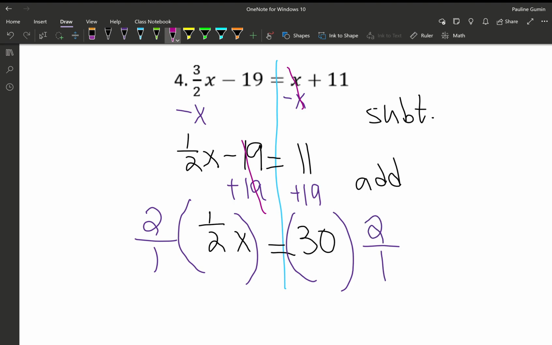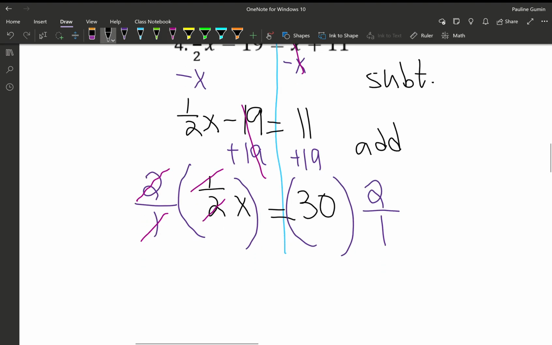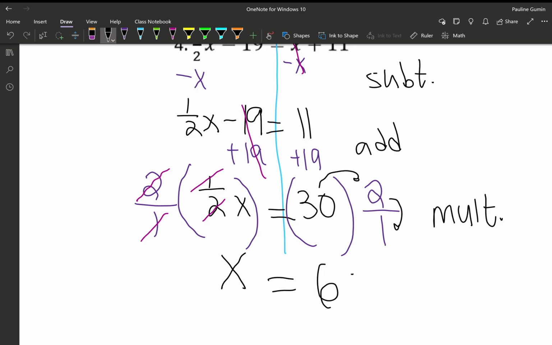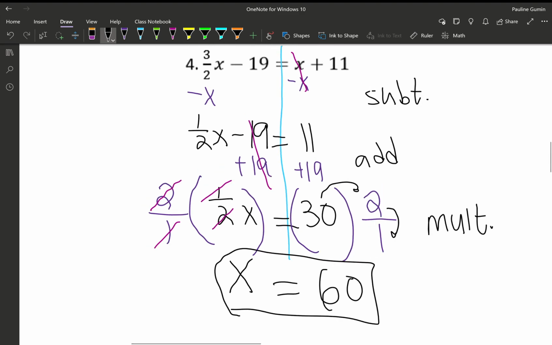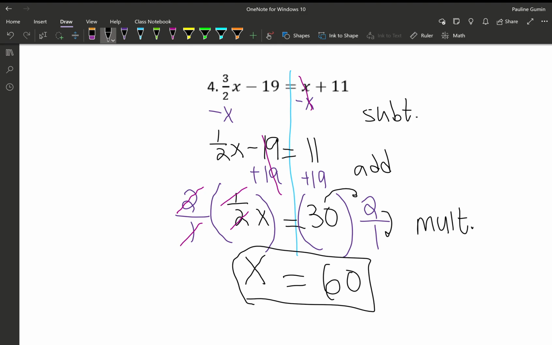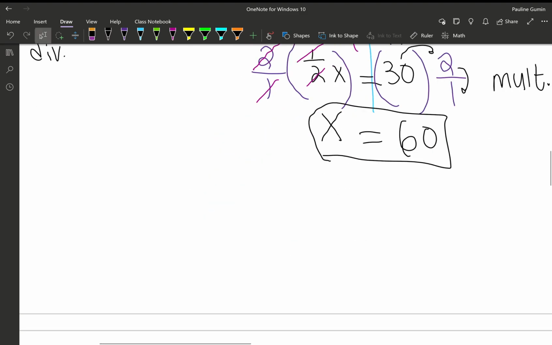And this is why. On the left, when I do 2 over 1 times 1 over 2, I've got a 2 on top, 2 on the bottom. They cancel. And the 1's also cancel. On the left, I have x. Forgot to write that we multiplied. And on the right, 30 times 2 is 60, divided by 1 is 60. So that's number 4. Let's continue.